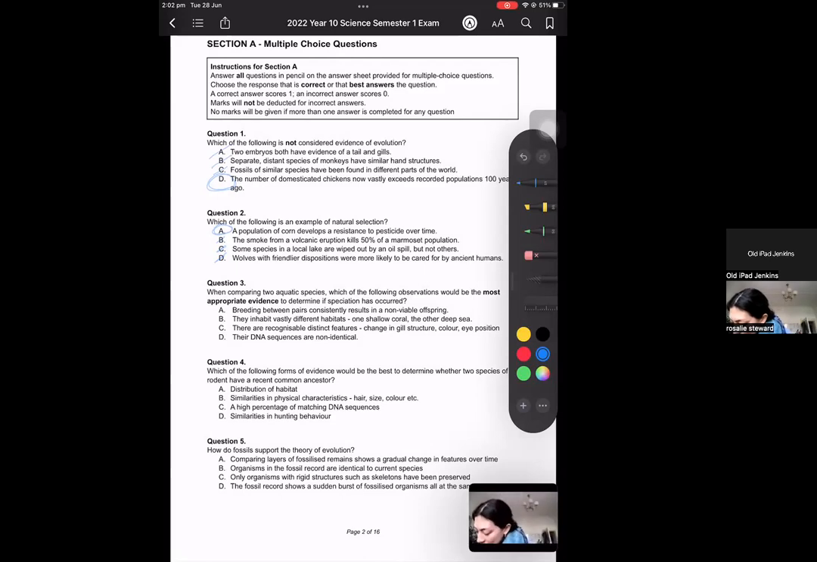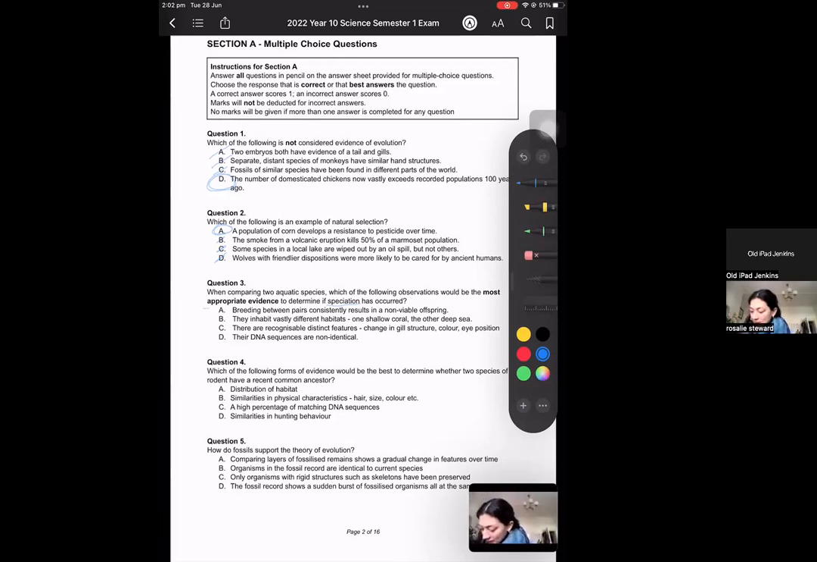Okay, number three, this is about appropriate evidence to determine if speciation has occurred. As soon as you see speciation, you know it's about two different species having evolved. Okay, so the first one here, breeding between pairs consistently results in non-viable offspring. Okay, so that's basically the definition of a species. Sorry, the opposite of a definition of a species. So it may not be that one.